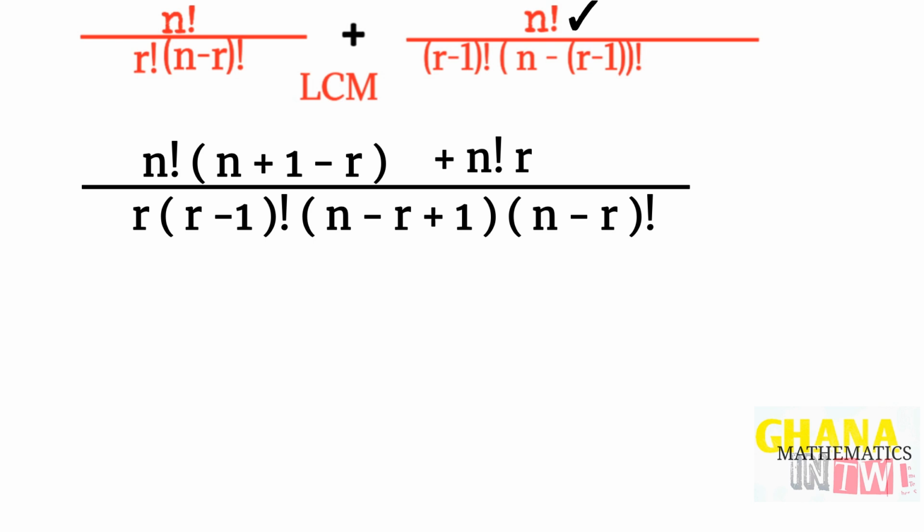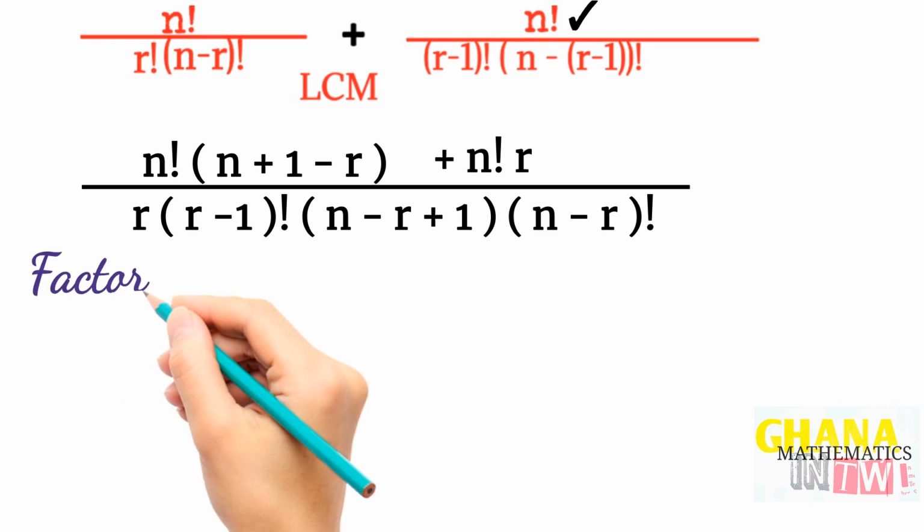Why? Because we have n minus into brackets r minus 1, and n minus r in brackets, and n minus r plus 1. And I'm saying n minus r factorial. So we see that it is n minus r factorial. So it is the same thing.